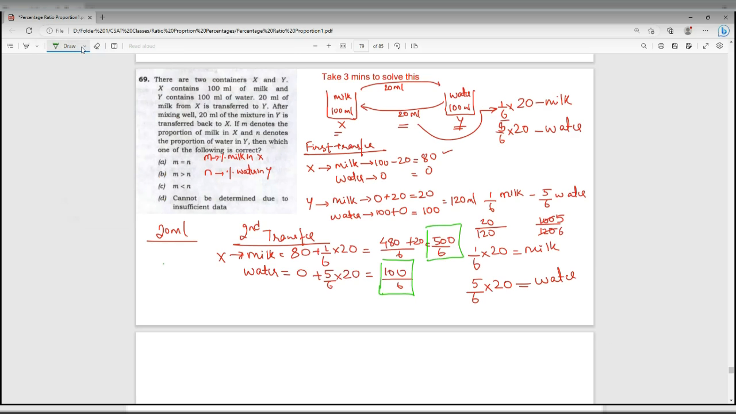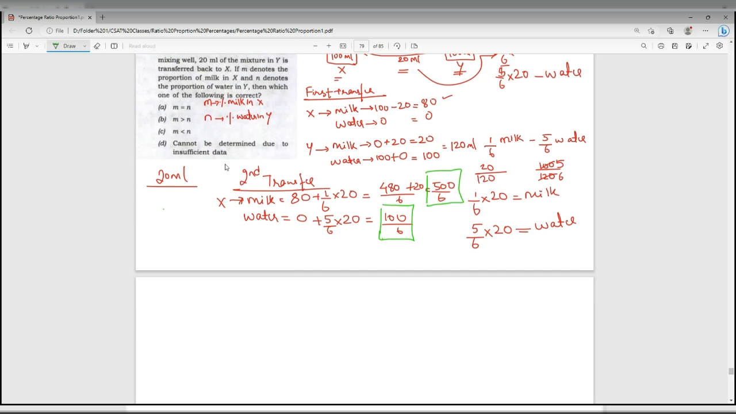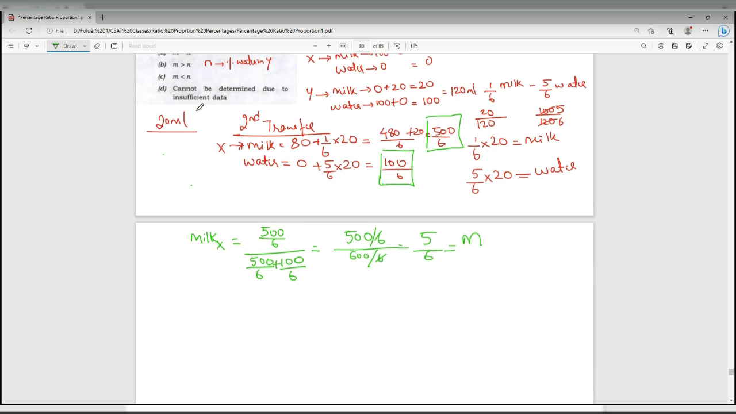So the concentration of milk in X is equal to the total milk, 500/6, divided by the total, which is 500/6 ml milk plus 100/6 water. This is 500/6 divided by 600/6. The 6 will be cancelled. This is 5/6. Now this is nothing but M. Now what would happen in Y? Let's see what would happen in Y.